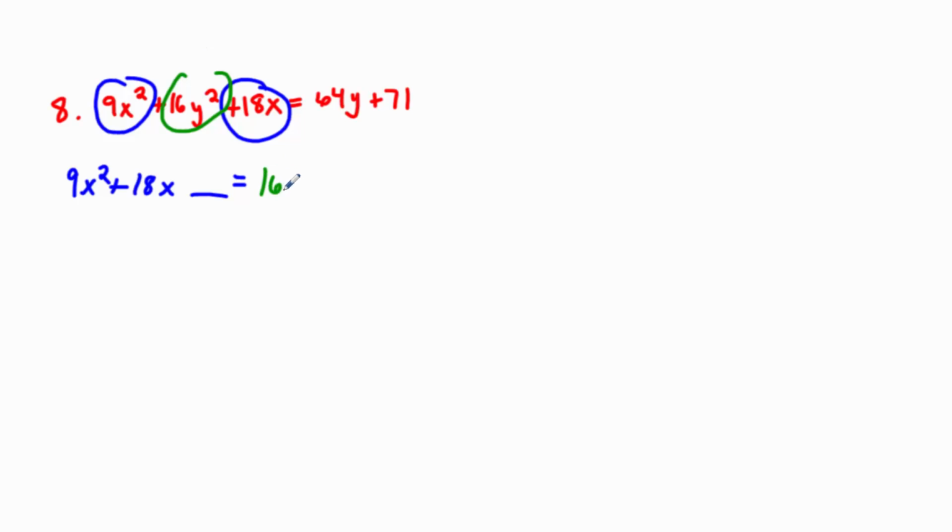16y squared. I didn't mean to put an equal sign in the middle of that. Hang on, that should be a plus sign. My bad. Plus 16y squared, and we need to move the 64y over to the left side. So that'll be 16y squared minus 64y. We're going to complete the square on that. The 71 can stay on the right side because it is not involved in completing the square.